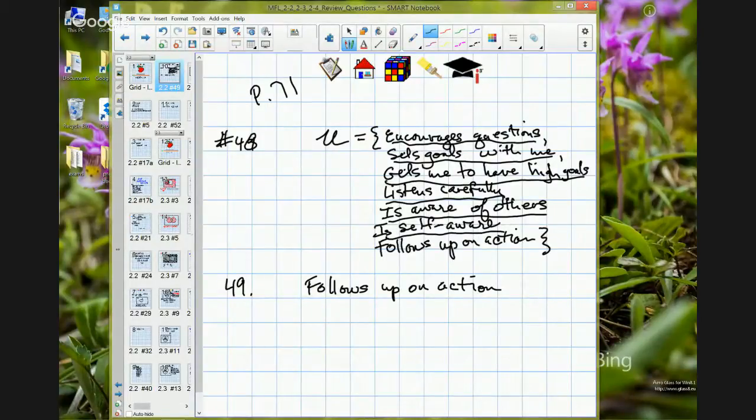Now the question is, what do we have to add to the list to include the second column? Well, self-aware, we already had that up here, so we don't need to add that again. Listens carefully, that was already on our list. Follows up on action. There's a new one. Do you see that? That was not in the list. I had to add it. And now, if you look, you've got enough. So now we have a universal set that works for both columns.